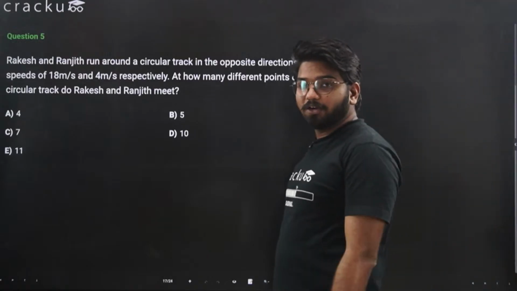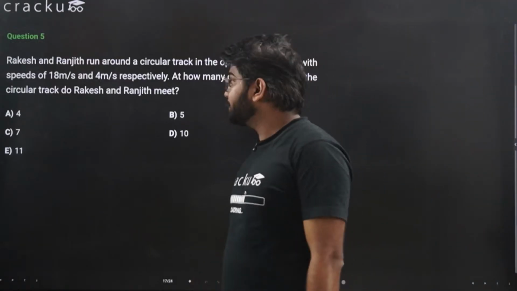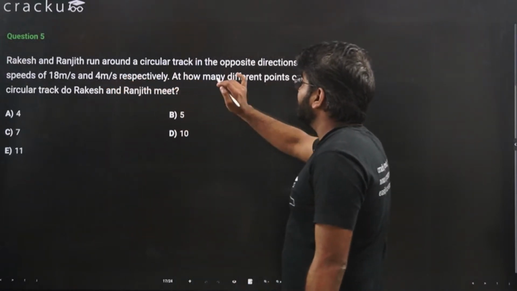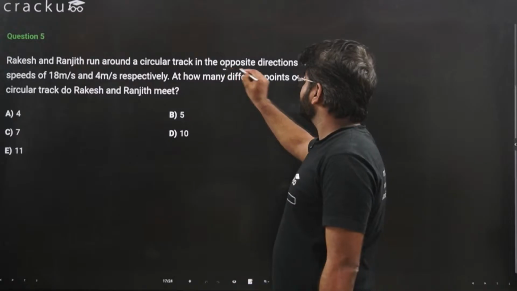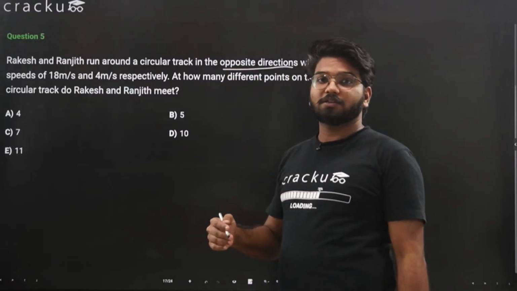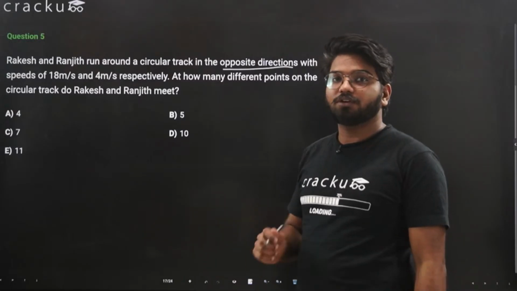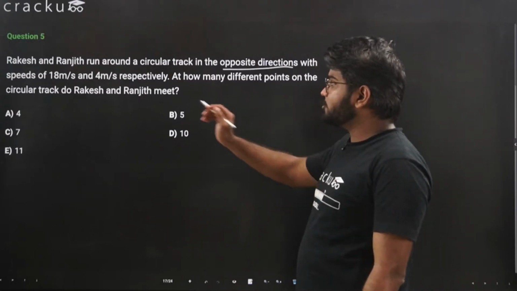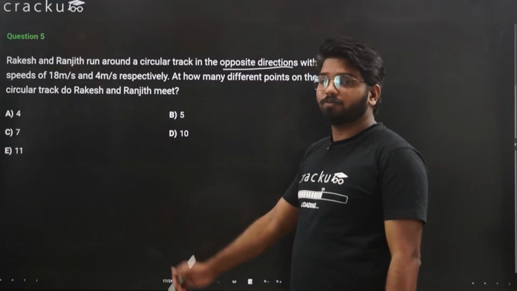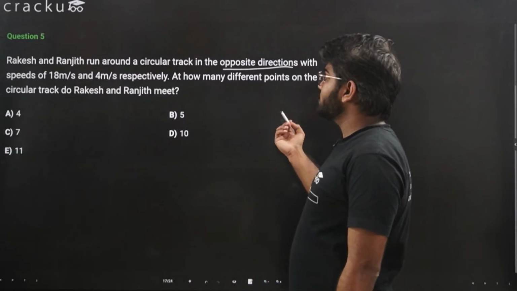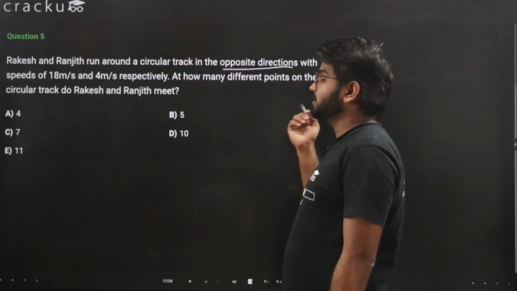I hope that you would be able to do this using formula only. We have Rakesh and Ranjit running around a circular track in opposite direction. Always remember this, because we have different formulas for different directions. If they are moving in same or opposite direction, that would really matter. With the speeds of 18 meter per second and 4 meter per second respectively. At how many different points on the circular track do Rakesh and Ranjit meet?